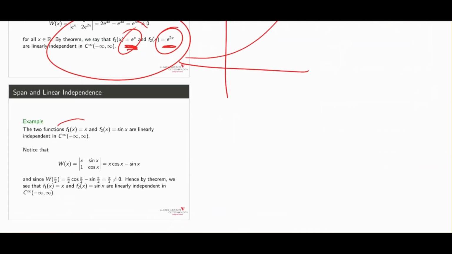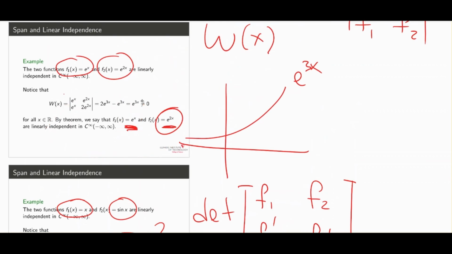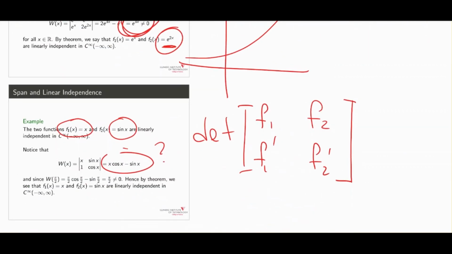So for example, how about the functions x and sine x? Is sine x related to x somehow? Let's put the function f1 here and take the derivative. Let's look at the function f2 here, take the derivative, and find the determinant. That's called the Wronskian. So compute the determinant, you have this. Is it positive or is it negative? We can't tell because it's not as simple as the one that we have seen just now. It is something weird, but our theorem is very powerful.